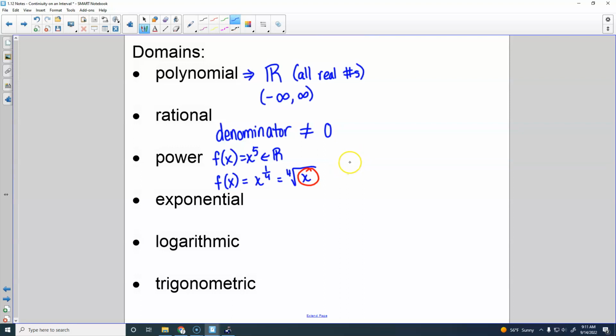what is under the root must be greater than or equal to 0. But there's another little asterisk for this one. Does that apply if I'm doing something like the cube root of x? Or the 5th root, or the 7th root, or the 8th root? Okay, it's got to be, I'm going to put an n right here, where n is an even number.